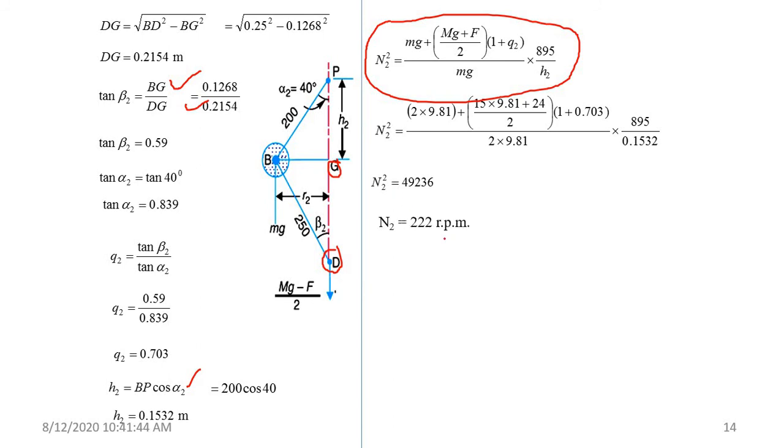So then get the L2 value, 224 RPM. What are the values we are finding? First, the range of speed. Here N2 minus N1 is equal to 224 minus 183, and you get 38.7 RPM. Okay. This is the solution for this problem.